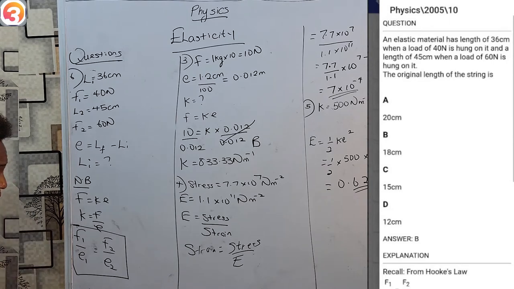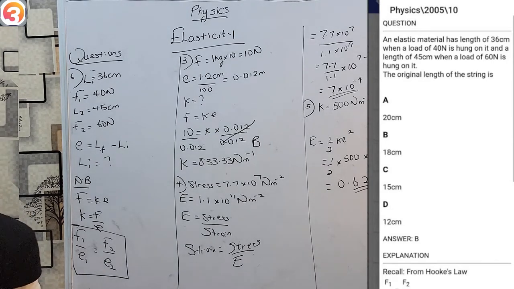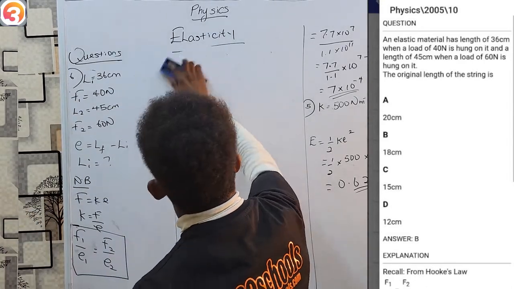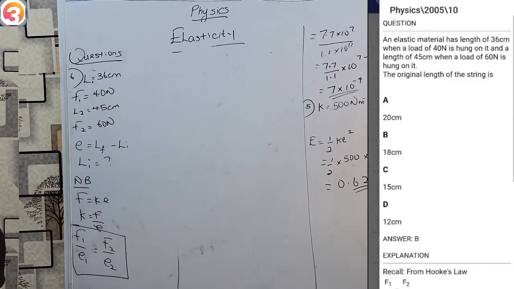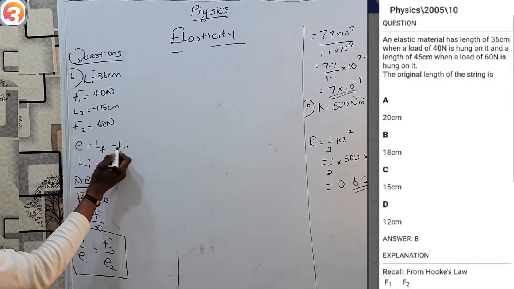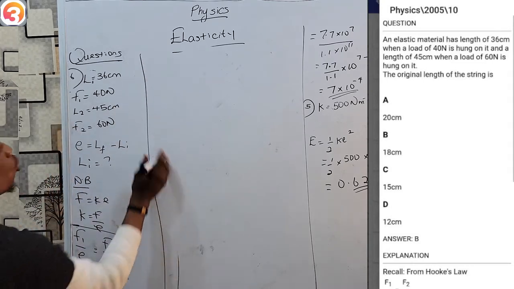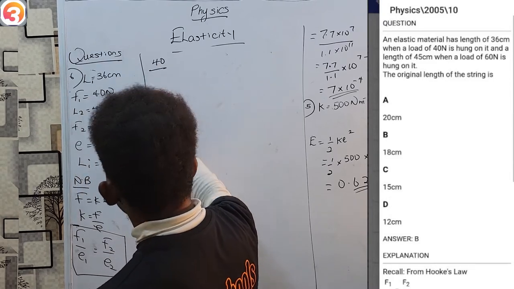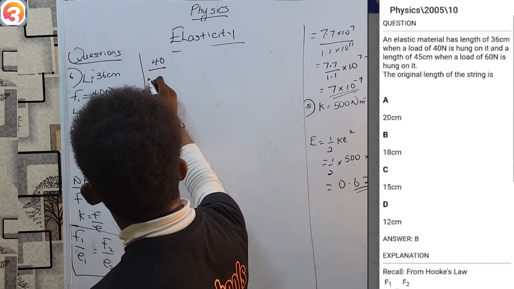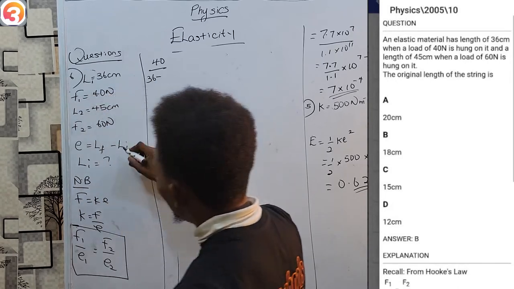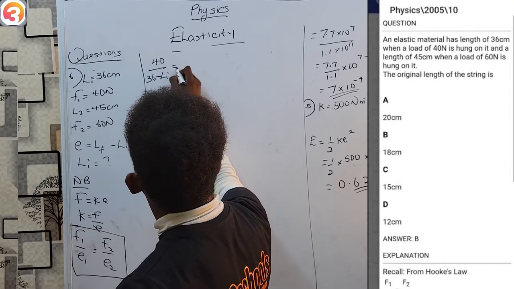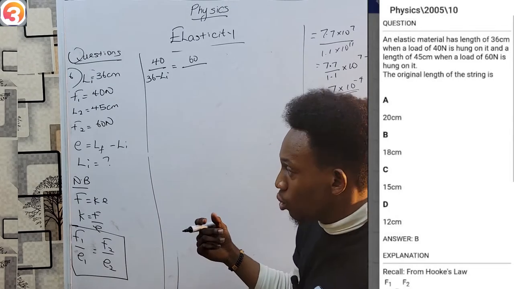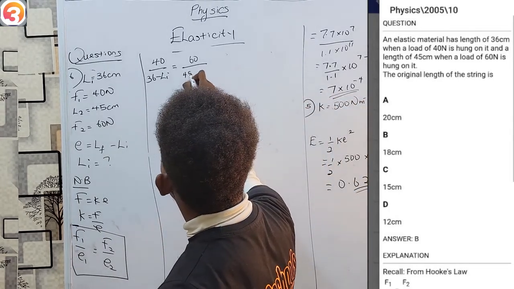But it's not always that easy. This is much quicker and direct. So, if I apply the logic of that formula to my new question, I know that the extension, like we said, must be the final minus the initial, right? Therefore, when I say F1, I put 40. But when I say E1, I'm going to say this final length of 36 minus the initial length, which I do not know, Li, equals F2, 60, over again the extension: the final length, 45, minus the initial length, which I do not know.